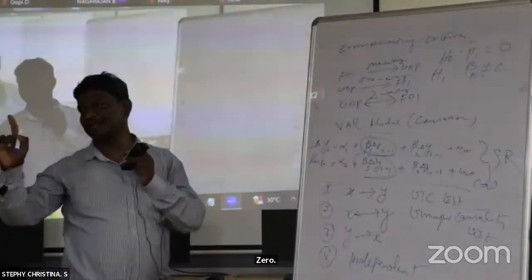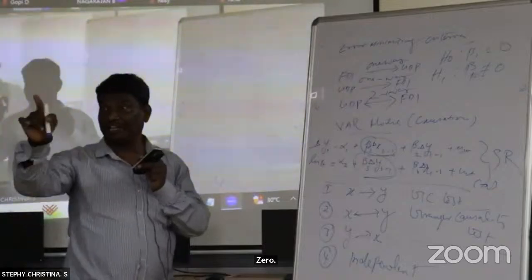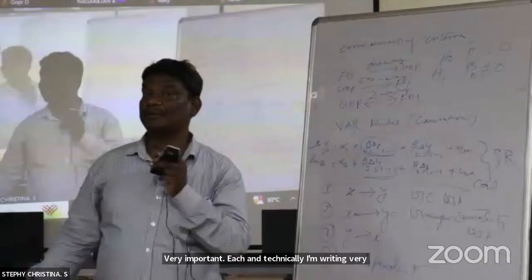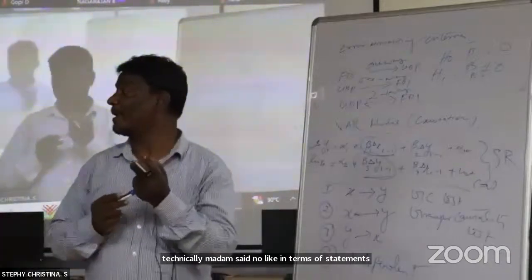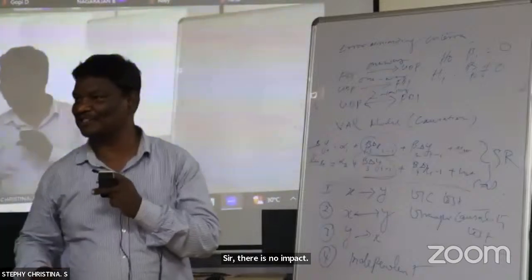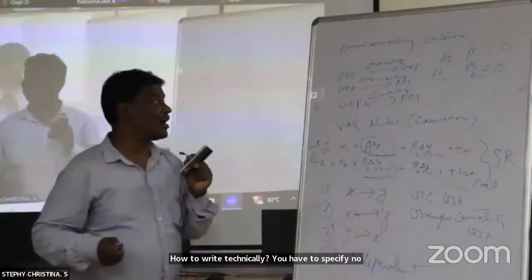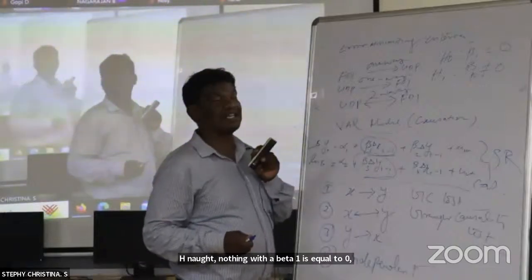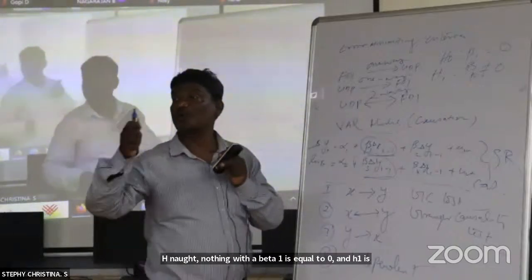Very important. I'm writing very technically. Madam said, in terms of a statement, there is no impact. Obviously. How to write it technically? You have to specify the equation. So technically, H naught is beta 1 is equal to 0 and H1 is beta 1 is not equal to 0. So how to test it?